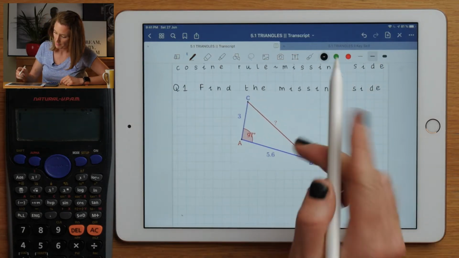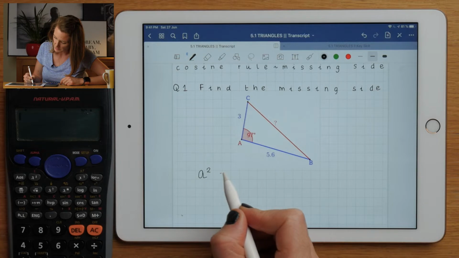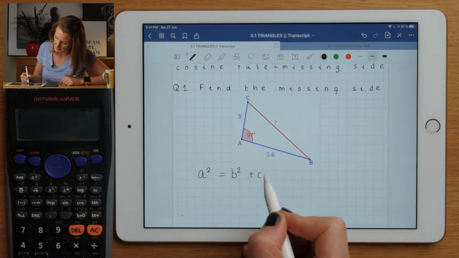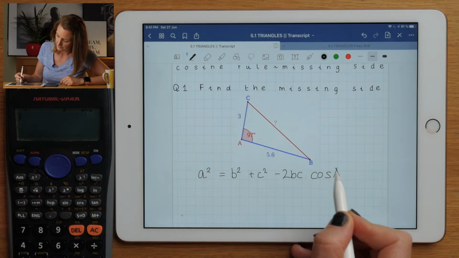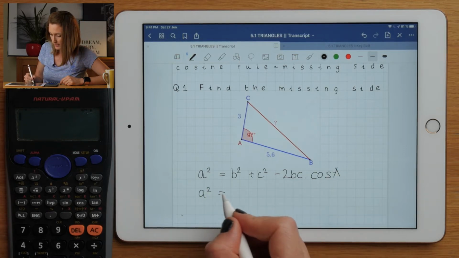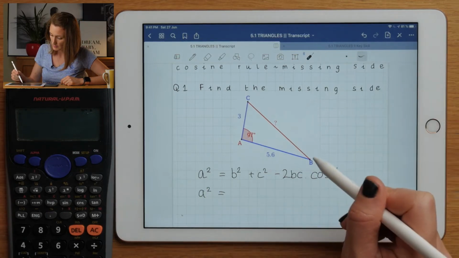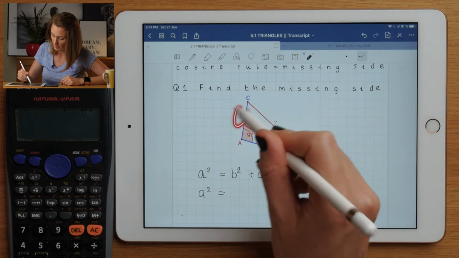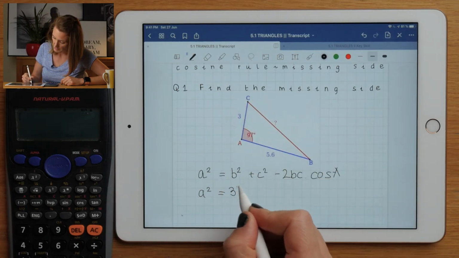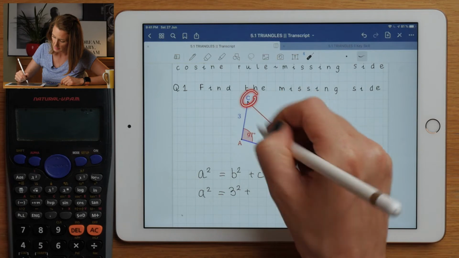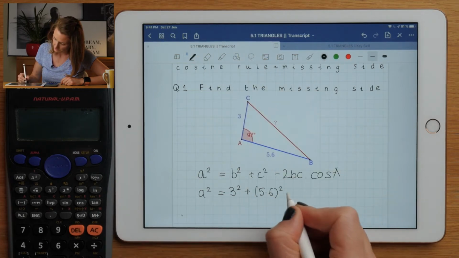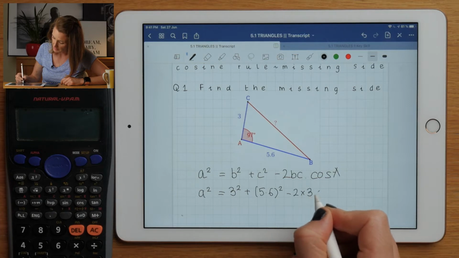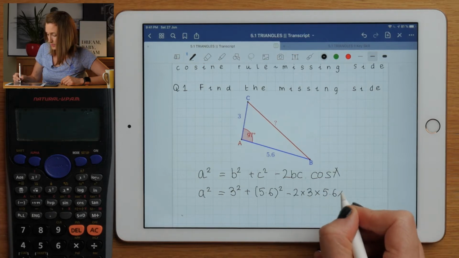What you're going to do is start by writing down your formula. So we're going to have a squared equals b squared plus c squared minus 2bc cos A. Now you're going to fill in the blanks. So side B should be opposite angle B, so that would be 3. So it would be 3 squared plus side C, 5.6 squared, minus 2 times 3 times 5.6 times cos A.